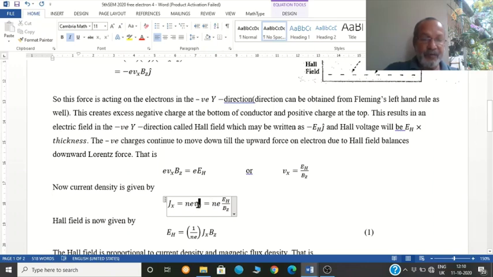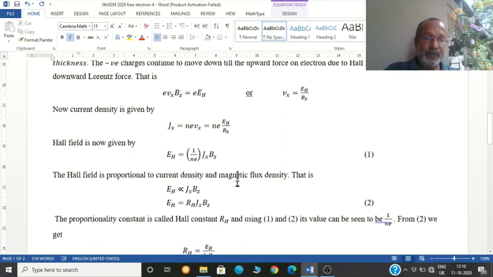So we substitute for Vx, then you will get E_H by B_z there. Now we can solve for this Hall field E_H. So that will be 1 by Ne times Jx Bz. So this Hall field or Hall voltage is proportional to current density as well as applied magnetic field. Hall field is proportional to current density and magnetic field.